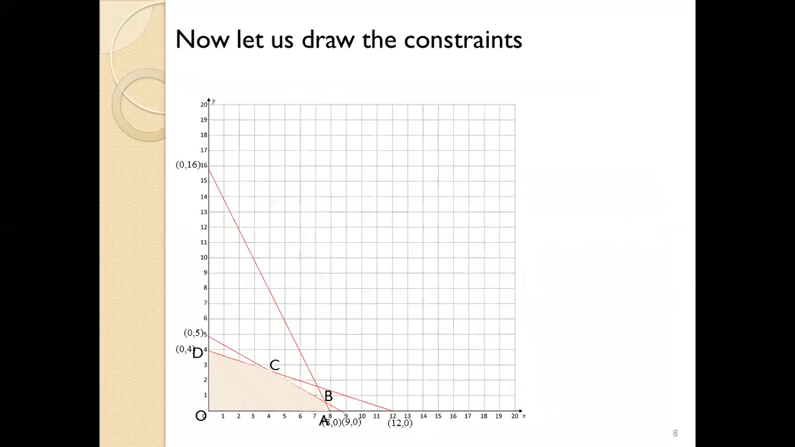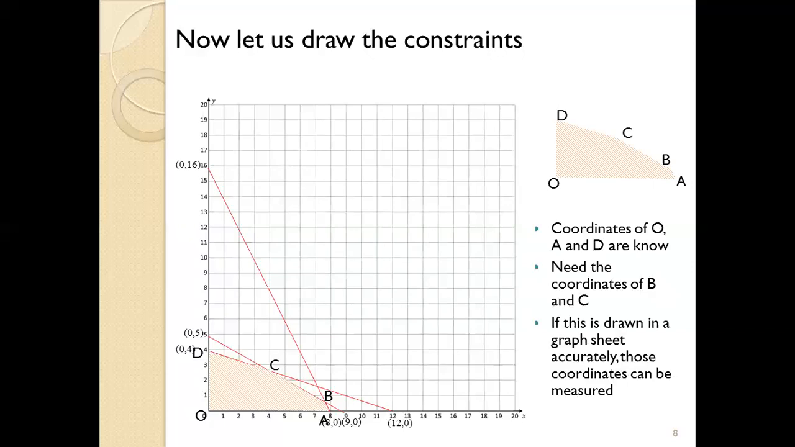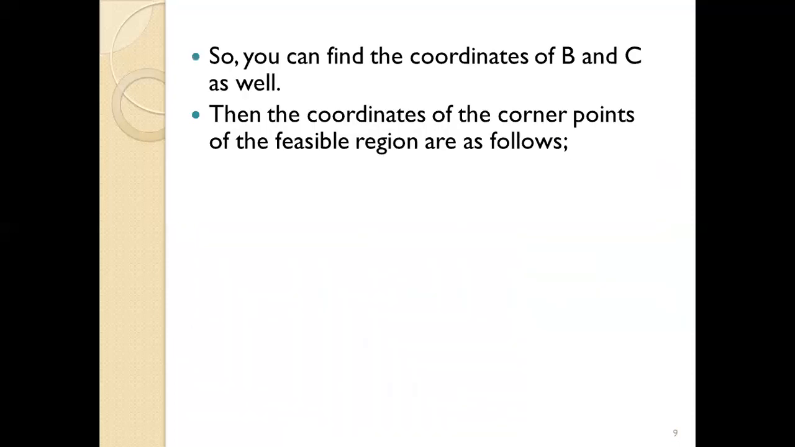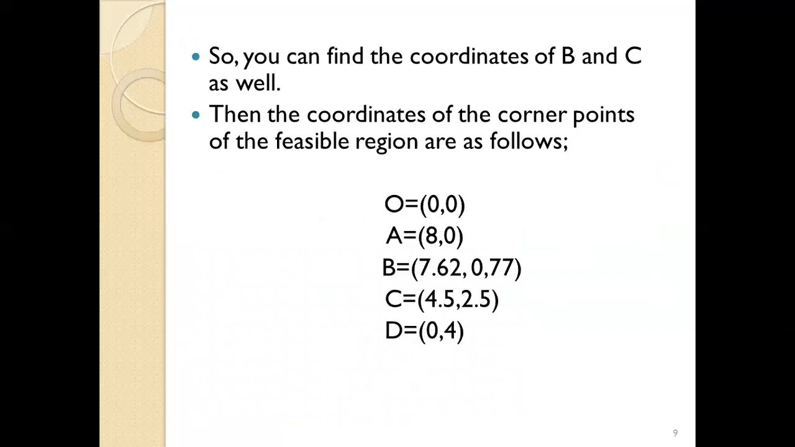So, we need to find the coordinates of O, A, B, C, and D. But we already know the coordinates of O, A, and D, and therefore we need to only find the coordinates of B and C. If this is drawn on a graph sheet according to the correct scale, then we can measure the distance and determine the coordinates, and that is the correct way. Or what we can do is we can solve the equations and find the coordinates of B and C. Accordingly, the coordinates of B are 7.62, 0.77 and the coordinates of C are 4.5, 2.5.